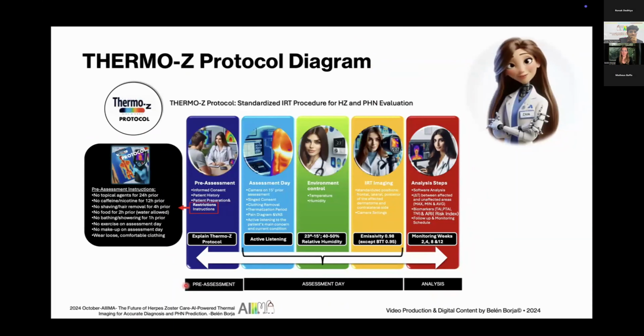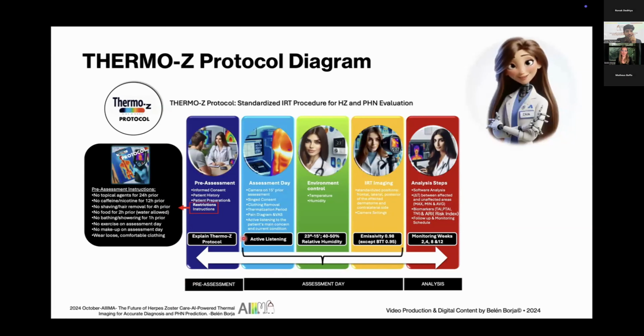The Thermology protocol begins with the pre-assessment. First of all, the patient's informed consent, ensuring they understand the cool thermal journey ahead. Next, we set the stage with strict pre-assessment guidelines. No caffeine, no nicotine, and definitely no hot activities in the 24 hours prior. We want those patients as cool as a cucumber before we start our thermal scans.